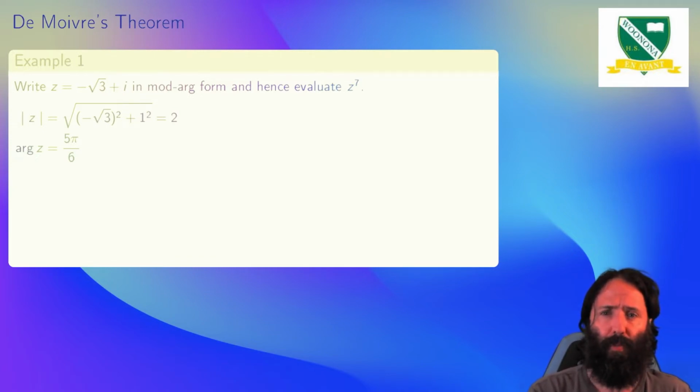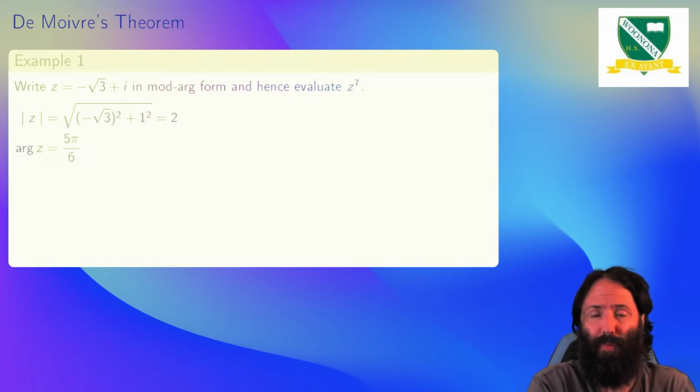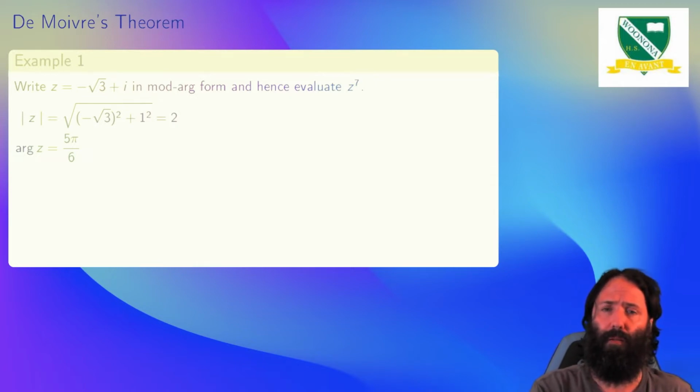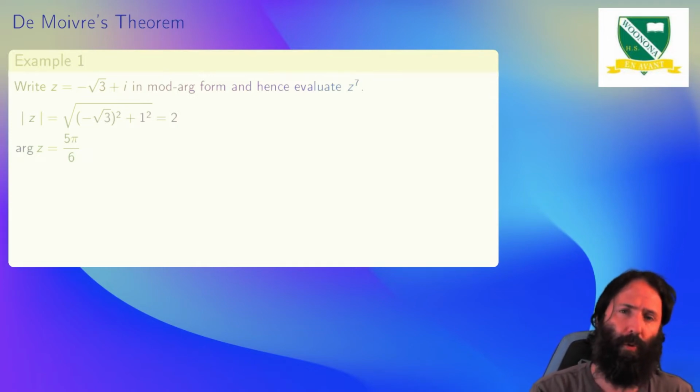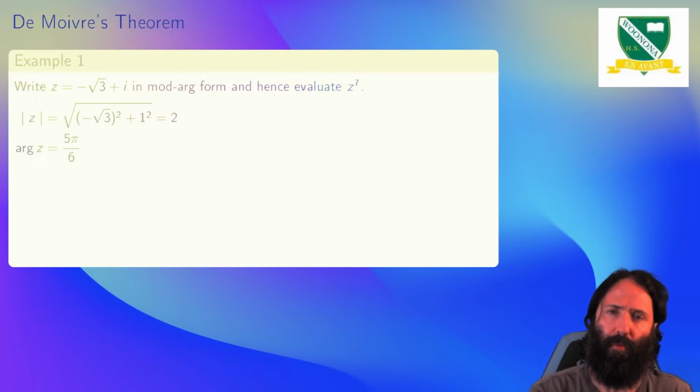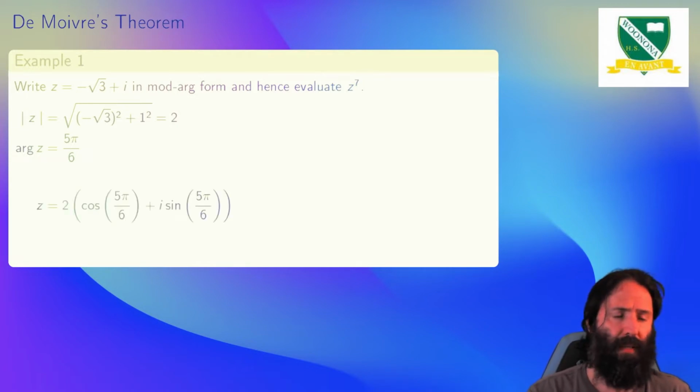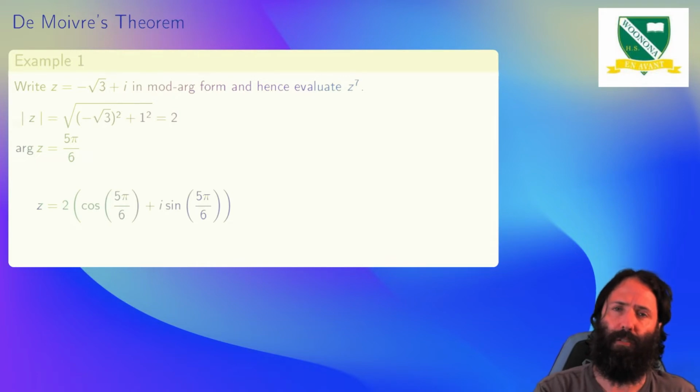The argument of z, we need to consider plotting the point in the Argand plane, and then find the auxiliary angle and then adjust for which quadrant it's in. So here the argument would be 5 pi on 6 because it's going to be in the second quadrant. So that means that z here is equal to 2 times cos 5 pi on 6 plus i sine 5 pi on 6, or in cis notation, 2 cis 5 pi on 6.